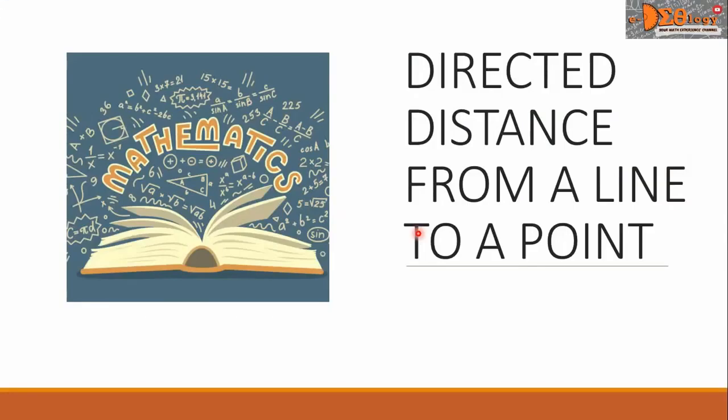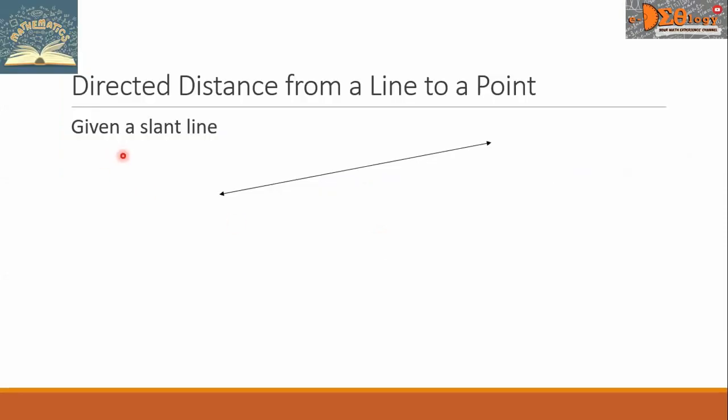Hi everyone. Today we're going to study directed distance from a line to a point. Given a slant line, here is our line, and this is given in standard form, and that is ax plus by plus c equals 0. Now there is a point P sub 1 with coordinates x sub 1, y sub 1. Here is our point.